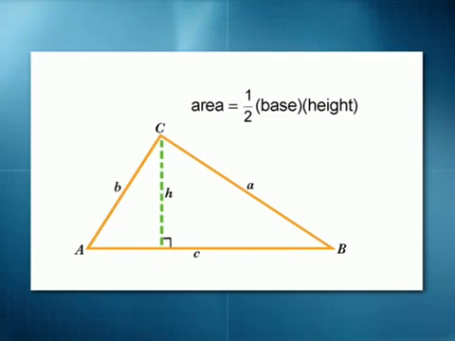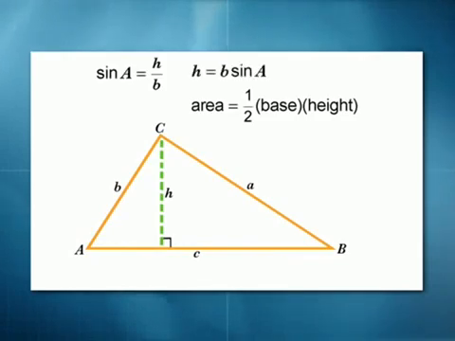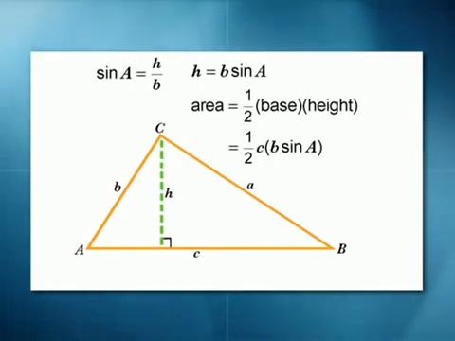Okay, can we get a formula for h? Well, let's use our definition of trigonometry. Sine A is h over b. Sine of A is opposite over hypotenuse. And now we have that the height would be b sine A, moving the b to the other side, and the area is 1/2 base times height, which is 1/2, the base is c in this triangle, and the height is now b sine A from that derivation we just did. And so the final answer is 1/2 bc sine A.